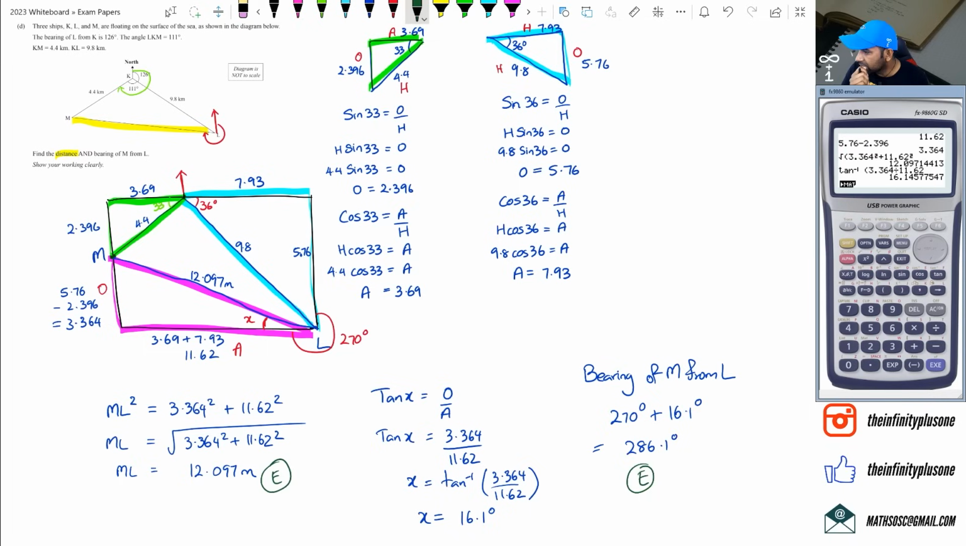The 3.364 could get you a Merit, or 11.62 could get you a Merit. The 12.097 could also get you a Merit, finding those distances. As for the Achieved, basically any of these 4 calculations that we did here could actually get you an Achieved.